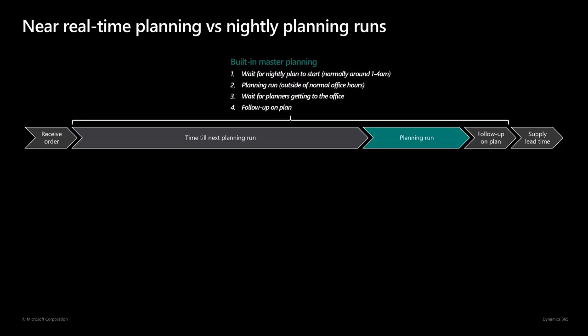So what does it look like? If we take a look at the built-in master planning, you can see a typical flow would be you receive an order, you have a demand, in other words. If that's a sales order, master planning wouldn't pick it up until the next planning run. That could be during the night, or it could be during the weekend. Then it would run for large environments for some hours. And then you would need to follow up on the plan in the morning, and not until you firm the order would the actual supply lead time start.